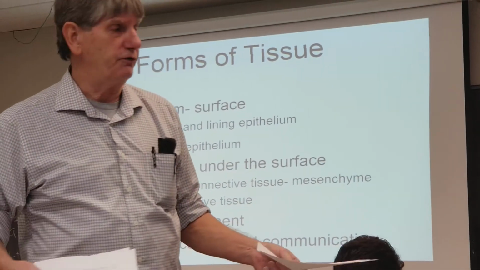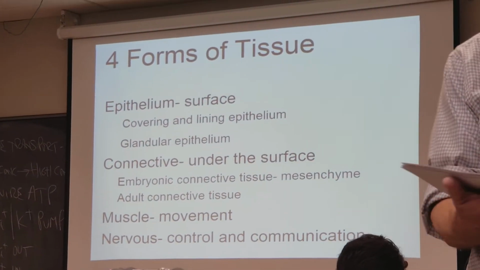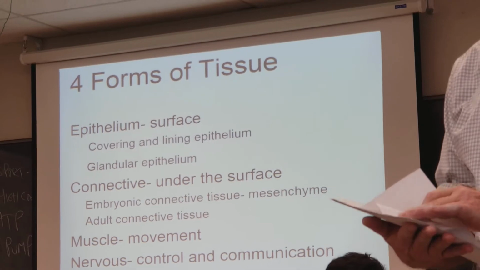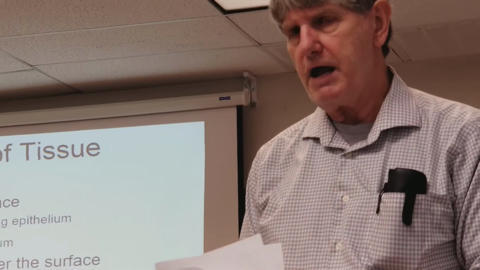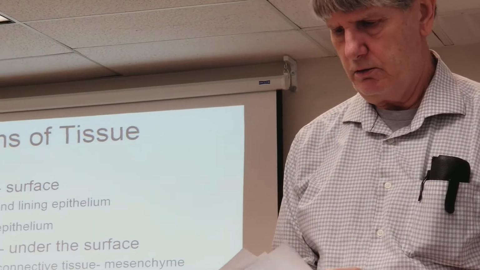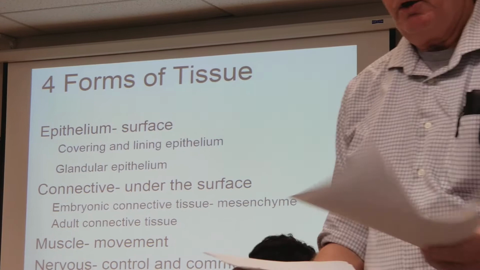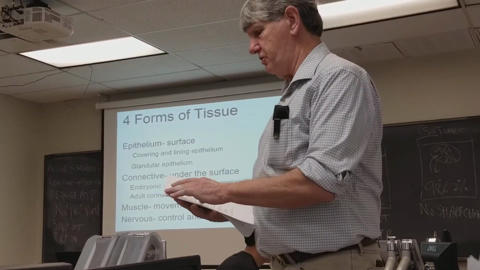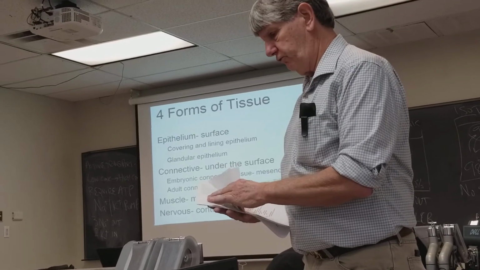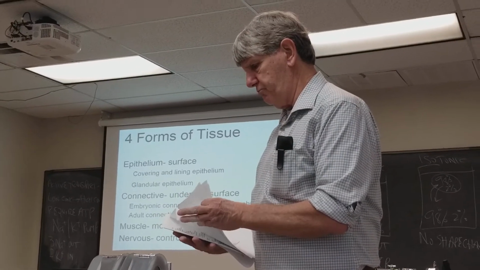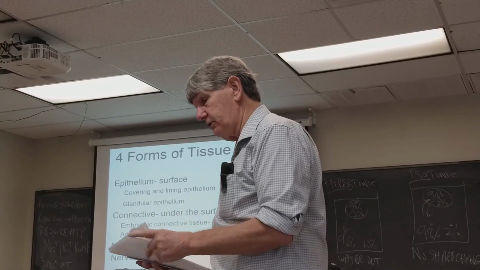Epithelial tissue is surface tissue. That means wherever you have a surface, whether it's on your skin or inside one of your tubes, there's an epithelial layer right there. All right, connective tissue is going to be under the surface, and we'll be using mainly the examples we use in laboratory as we look at these.